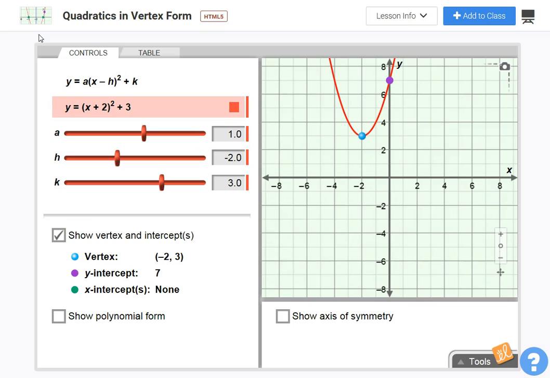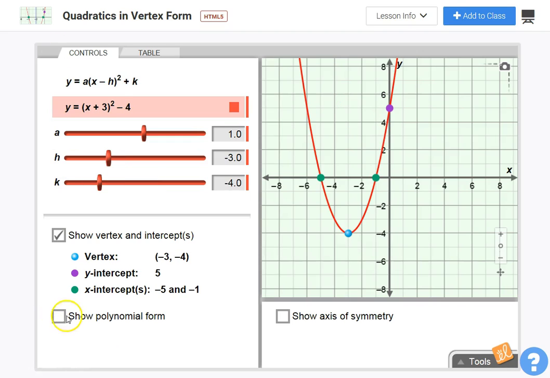The first in vertex form is shown as x plus 2 all squared plus 3. And you can see the location of the vertex is at negative 2 on the x and 3 up on the y. If we show the polynomial form of this expanded, we see that it's equivalent to x squared plus 4x plus 7. Okay, loading up the next one, x plus 3 all squared subtract 4.